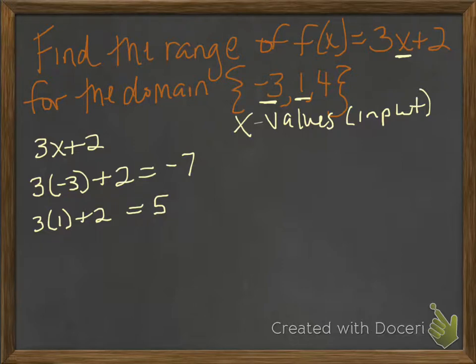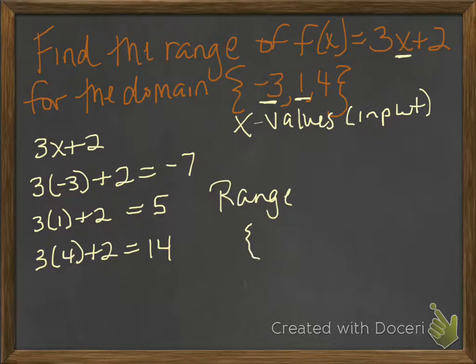And now we're going to do 4. If you notice, the only thing changing is my x value. Okay, that's the only thing that's changing. So 3 times 4 is 12, plus 2 is 14. So my range, okay, our little squiggly line, is -7, 5, and 14. Okay. Let's try that one again.